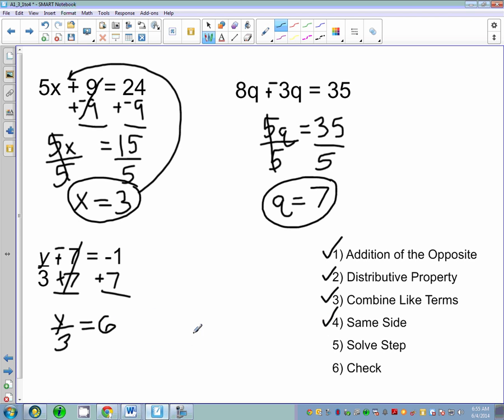Now in the solve step, I have y divided by 3. To undo that, I'm going to multiply both sides by 3. On the left, the 3 and the 3 will cancel. And on the right, 6 times 3 is 18. That gives me an answer of y equals 18.